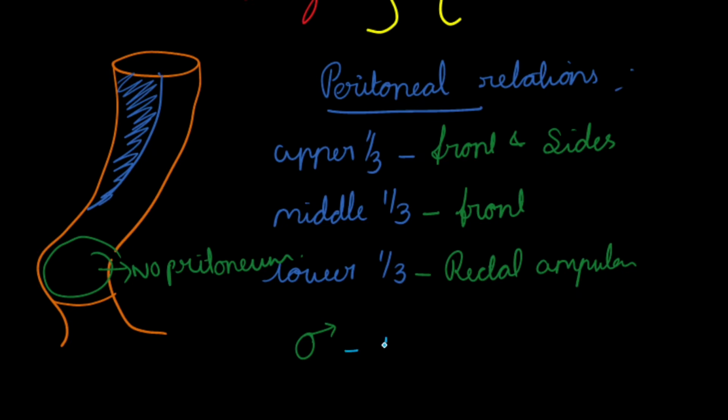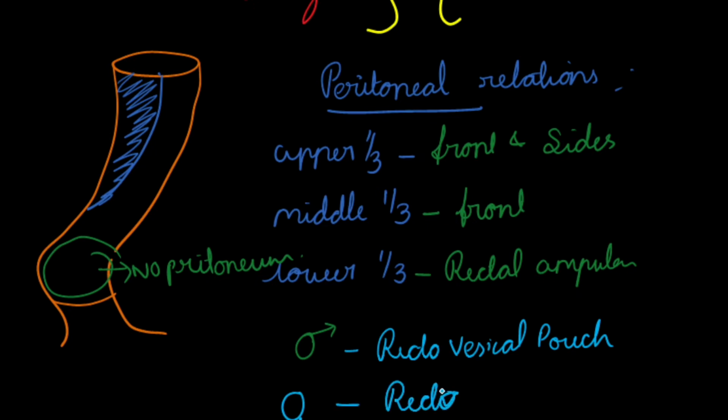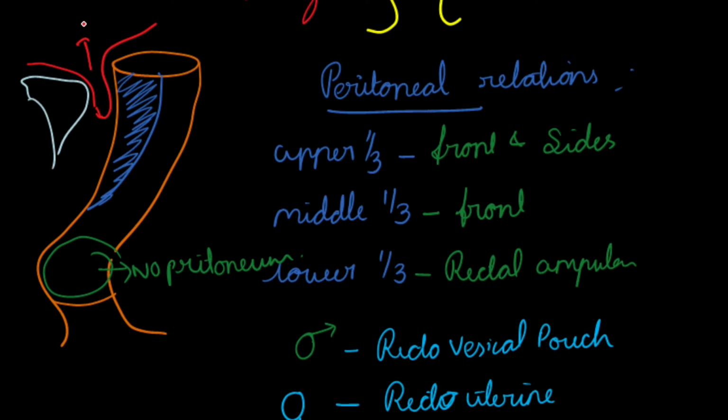So in case of males, we will be having a rectovesical pouch, which is formed by the peritoneum. And in case of female, there will be a rectouterine pouch that I will show you now. So as I mentioned, here there will be urinary bladder in case of male. So here our peritoneum extends like this. And this is the rectovesical pouch in case of male.